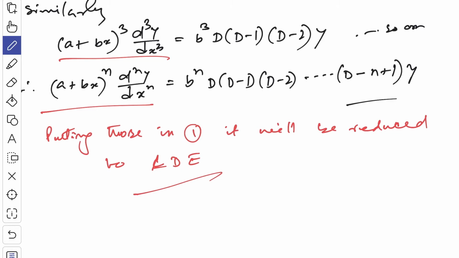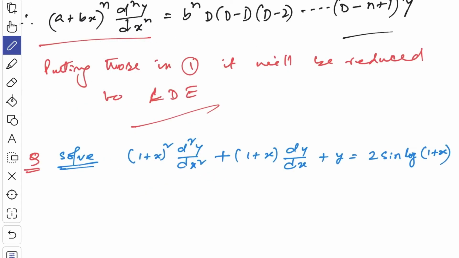So hope you have understood this. Now let me take a question on how to solve. Till now I have only shown how this equation can be reduced to a linear differential equation, not how to solve it. So in order to show how to solve such kind of equations, I need to take an example here. Now suppose we need to solve this differential equation.